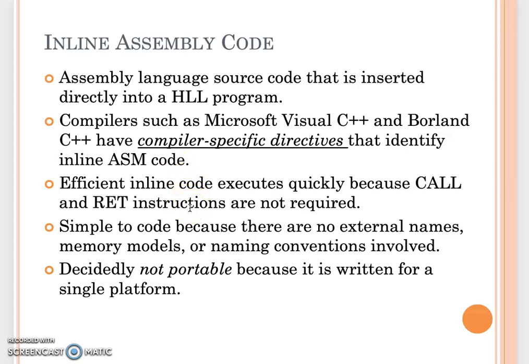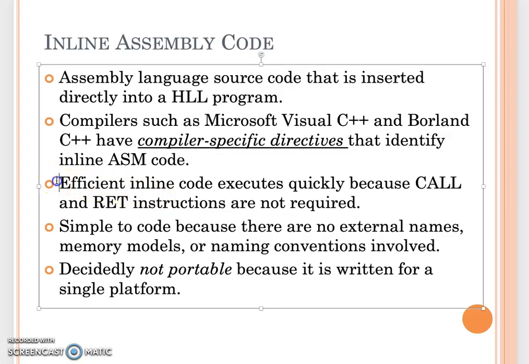So why do we use inline assembly code? Because it's more efficient. You don't need to implement a procedure. You don't need a call or return instruction. You simply use the assembly instruction and put it as inline code in the C++ source file. They are very simple to code because you have no external name. You don't need to identify it in your C++ language, just put the specific directive before it. So you don't need to worry about the memory model or the naming convention.